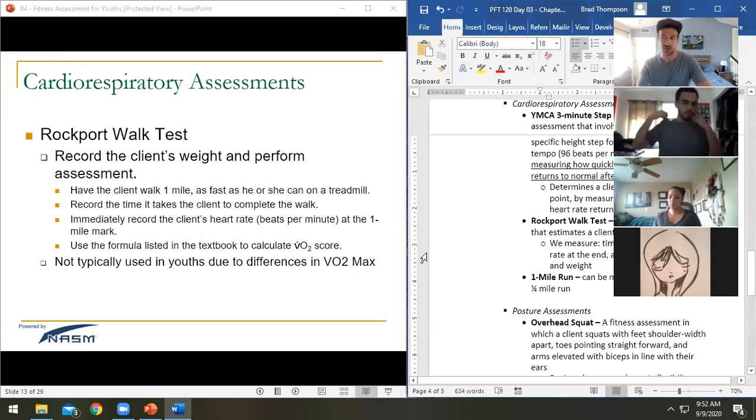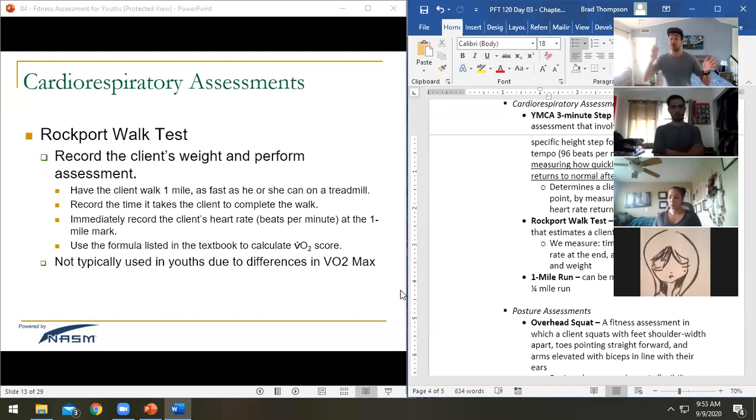The old textbook definition of fit used to be how quickly someone's heart rate returned to normal after intense exercise. That was the definition of fitness, which makes a lot of sense if you look at the YMCA 3-minute step test. That's literally what you're measuring: how quickly is their heart rate going back to normal? But then we got smarter and realized maybe there's more to the idea of fitness than just cardio.